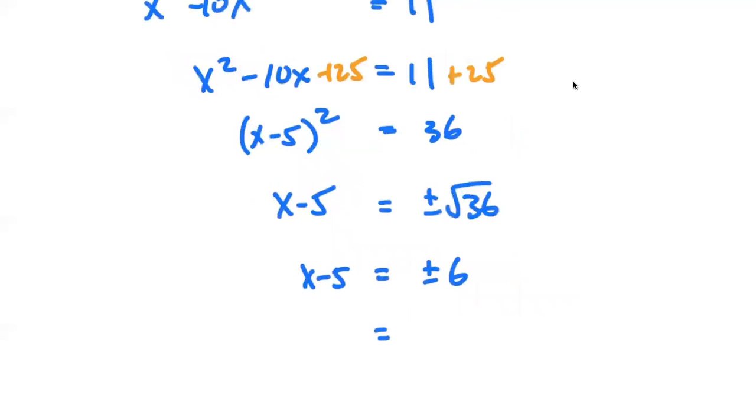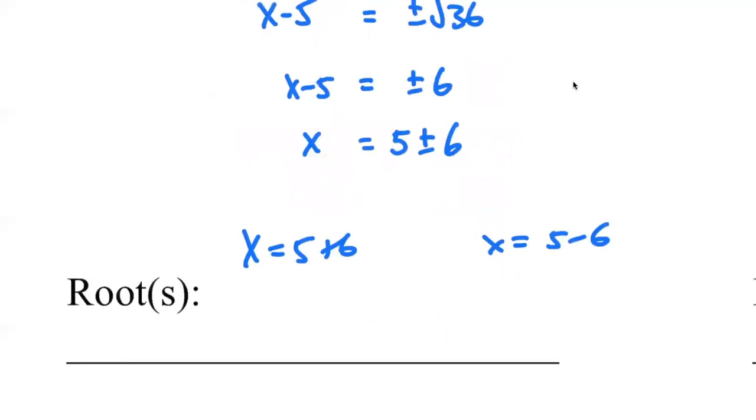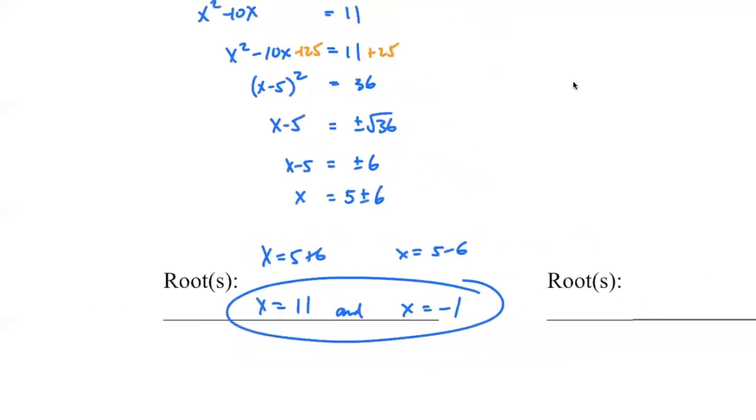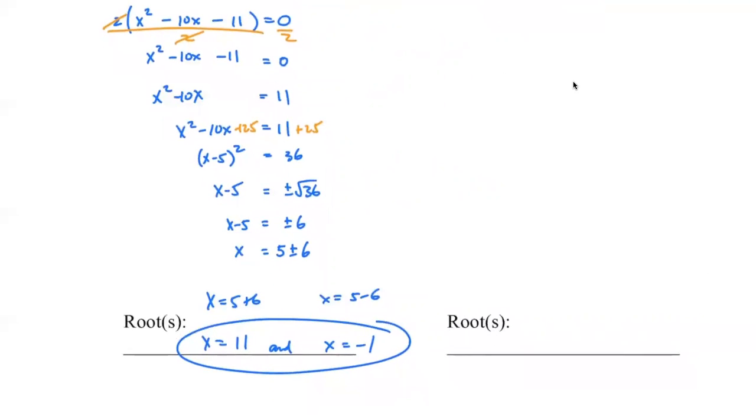Then you add the 5 on both sides, so you get x equals 5 plus or minus 6. Well, what is 5 plus 6? And what is 5 minus 6? Well, 5 plus 6 is 11, and 5 minus 6 is -1. So these are your solutions. These are the roots: x equals 11, and x equals -1.